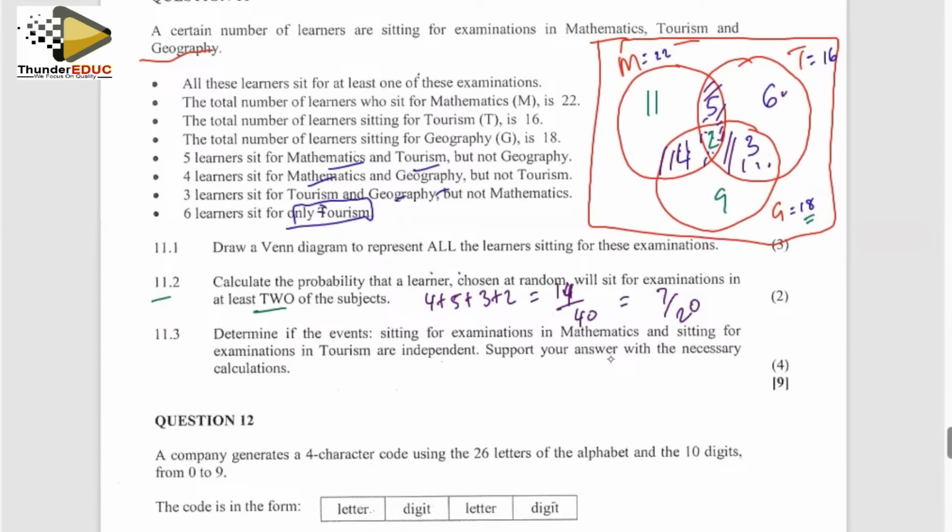11.3, determine if the events sitting examinations in maths and sitting examination in tourism are independent. So the rule for this is that the probability of maths and tourism should be equal to the probability of maths times the probability of tourism. So how many learners are doing maths and tourism? We have the 5 plus the 2, which gives us 7 over 40. Then how many are doing maths altogether? They are 22 over 40.